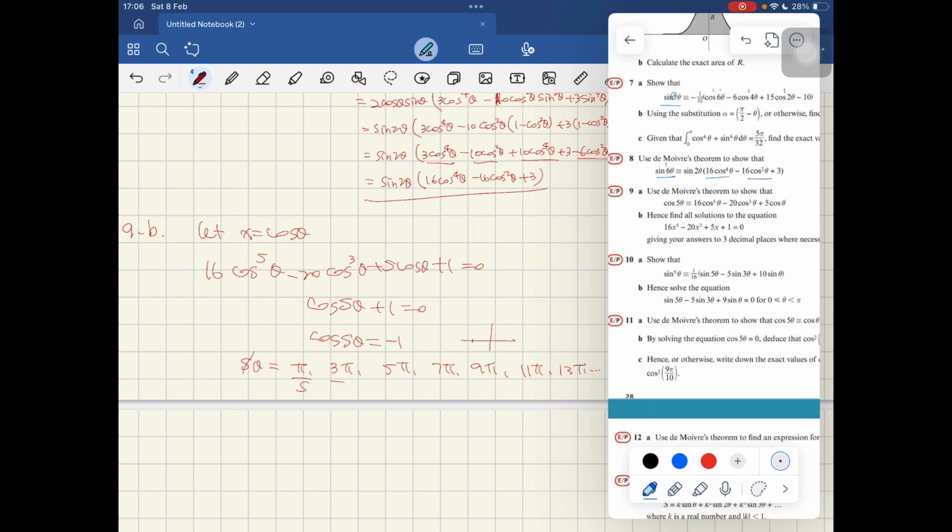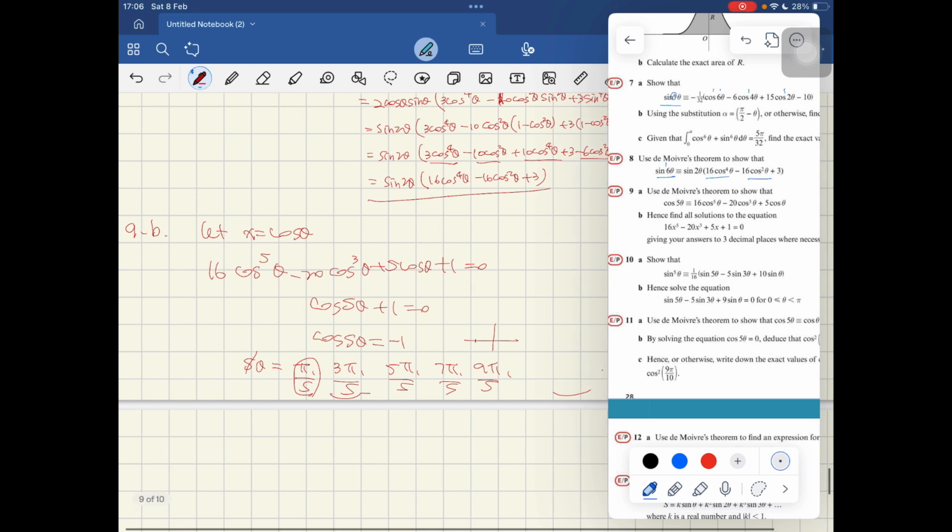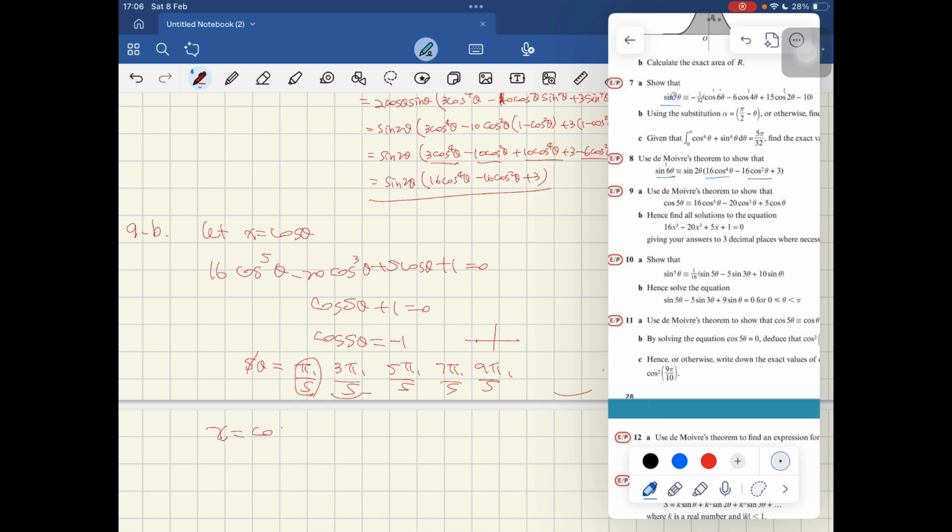So now we have these over 5. But you know pi over 5 and 11 pi over 5 are already the same. It's a coterminal angle, so we don't need it, and this also. So we don't need the other ones further. Therefore the answers are x is cos pi over 5, cos 3 pi over 5, cos pi, cos 7 pi over 5, cos 9 pi over 5. When you use your calculator, you will find the 3 decimal place answers.